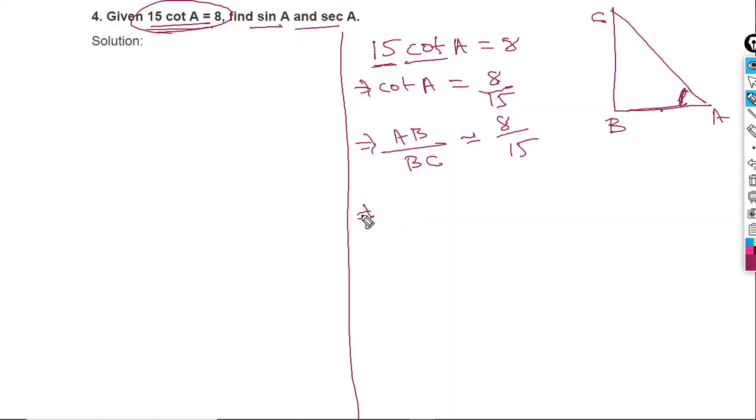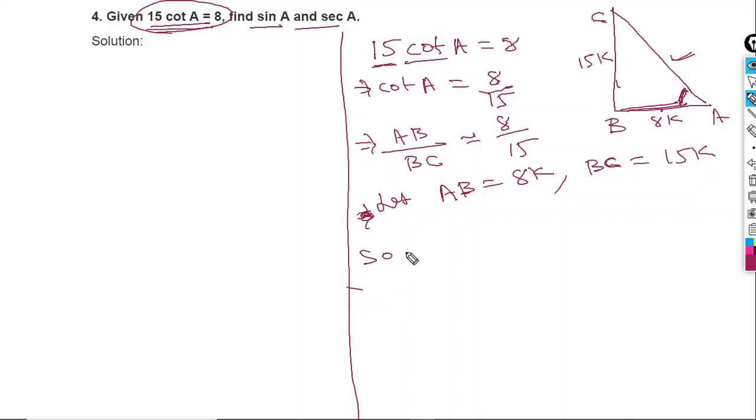Again, you will write, let AB equal 8K and BC equal to 15K. So we got the value of AB is 8K and BC is 15K. Okay, now we got the value of AB and BC. We can find the value of AC also.